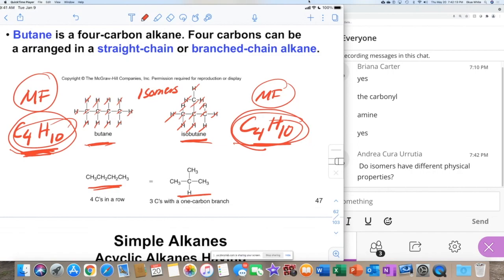They have different physical properties too, depending on how different they are, because spatially they have different physical properties, different chemical properties too. So what makes you know they are isomers is the fact that, quote unquote, their chemical formula or molecular formula is the same.